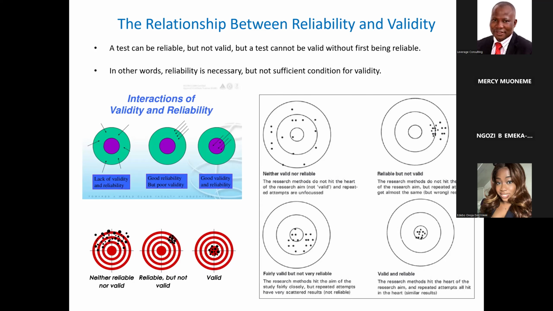Reliability first. If it's not measuring the same thing all the time, how can it measure the actual thing? But it can be measuring the same thing all the time, but it's not actually measuring the actual thing. It can be consistently wrong. A test can be reliable but not valid, but a test cannot be valid without being reliable. In other words, reliability is a necessary but not sufficient condition for validity.